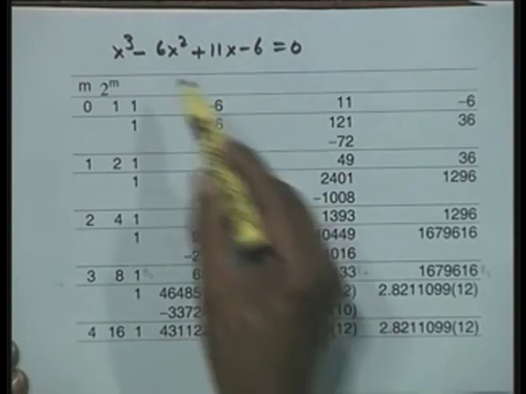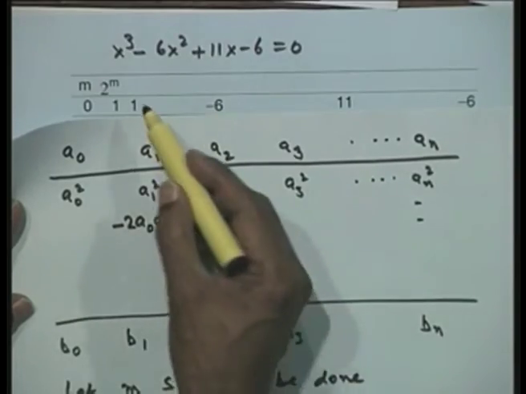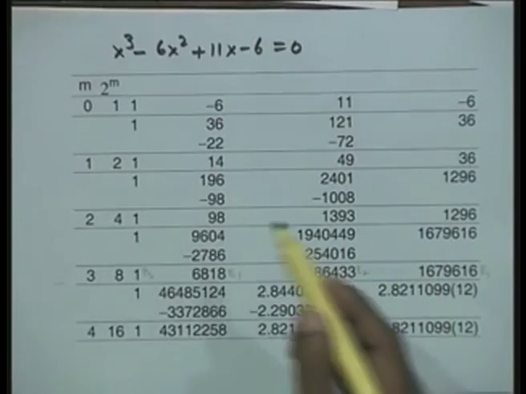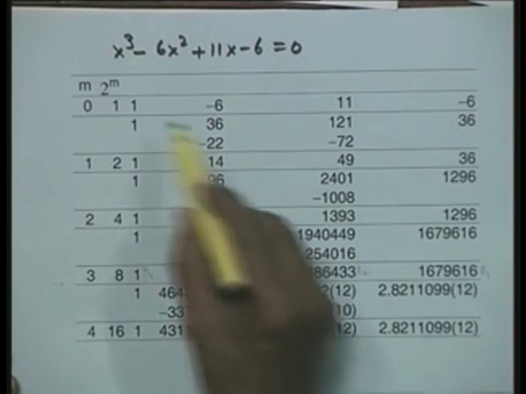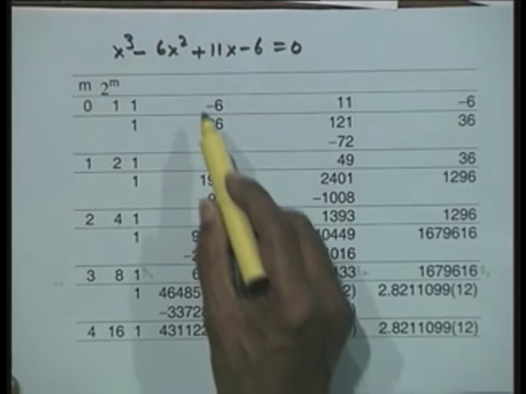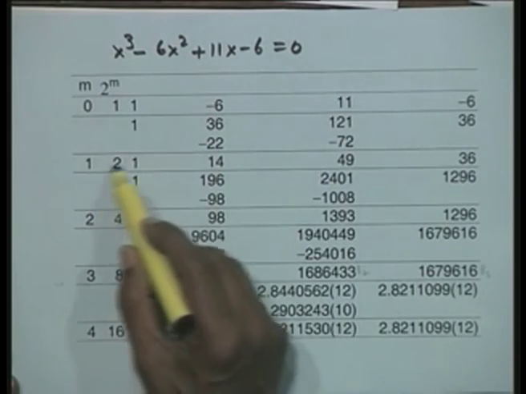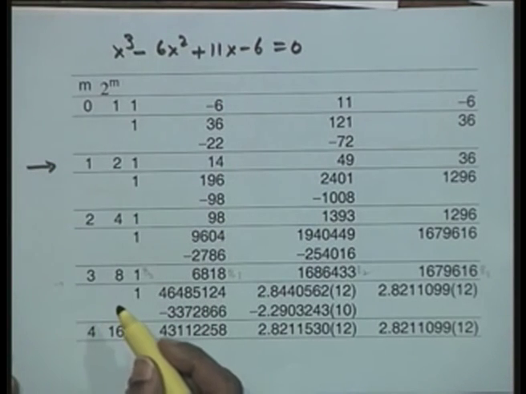I am writing these coefficients as we have written it over here, just see it over here. This is your a1, 1, minus 6, 11, minus 6, those are the coefficients. Then I will have a1 square, 1, 36, 121, 36. The cross product minus 22, this cross product minus 72 with an opposite sign, add up. This is the first squaring that is done.